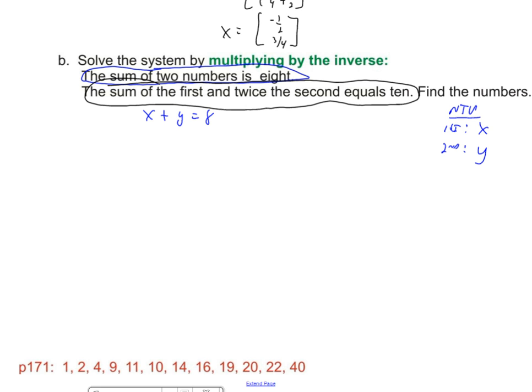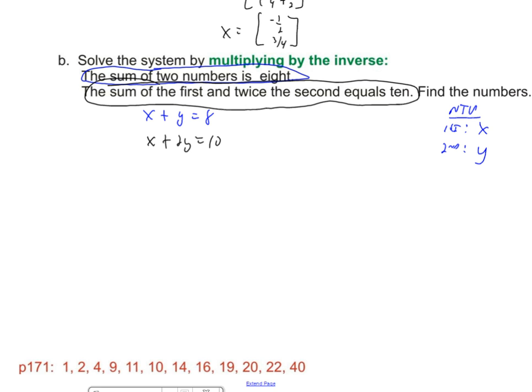Nate, is that your hand? Yeah. Go for it. X plus 2y. I agree. X plus 2y equals 10. All right. So take the first and twice the second equals 10. All right. Pretty simplistic word problem.